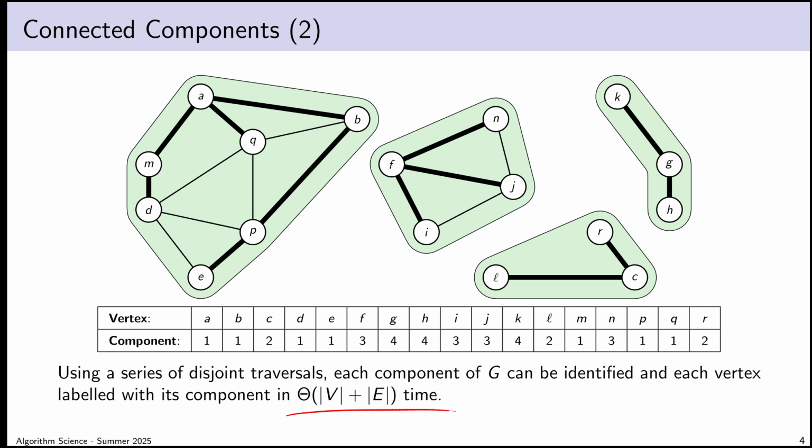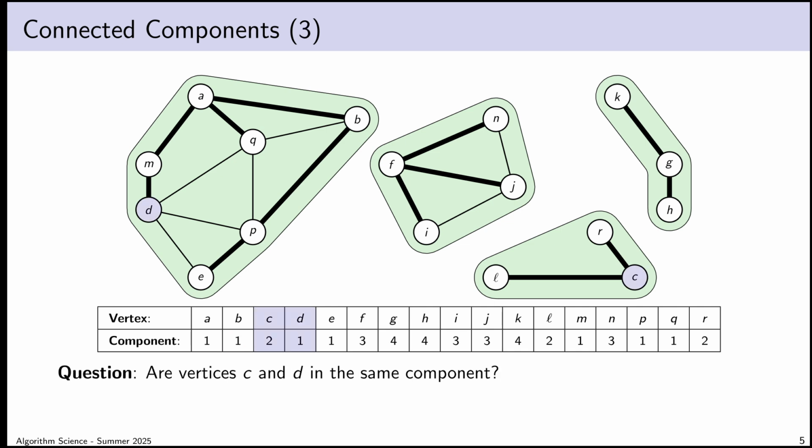Okay, so I run this sequence of traversals, and then I can just label components, let's say using a number, although really I just care about having some way of identifying which vertex is in which component. I don't necessarily have to use numbers to achieve this, although this table of numbers certainly gives me an easy way of doing that. Now suppose I've already done that, and you ask me the question, are vertices C and D in the same component?